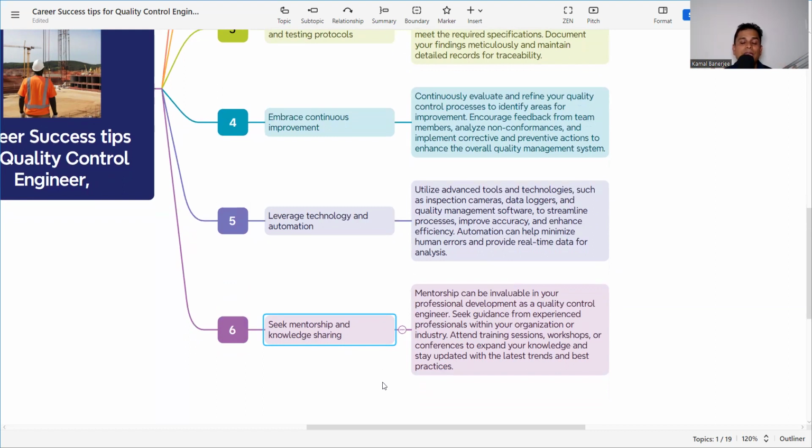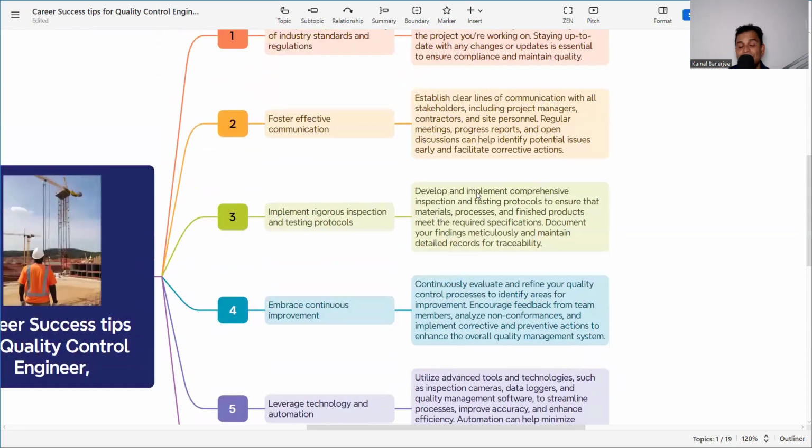So that is the way you also find your mentor, and you need to follow your mentor so that on whatever path he guides, you will get success on that path. So it is the first and foremost priority that you find your mentor, submit to him or her, and follow the path he or she says to follow, and you will get success. And then seek guidance from experienced professionals within your organization or industry. Attend training sessions, workshops, or conferences to extend your knowledge and stay updated with the latest trends and best practices.